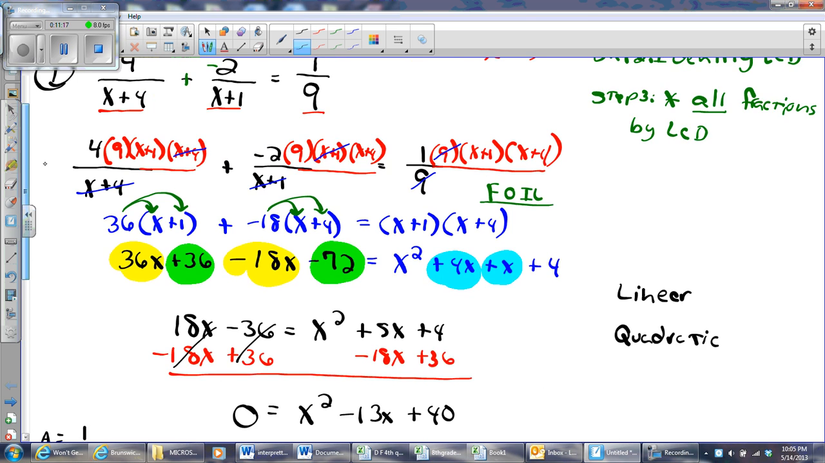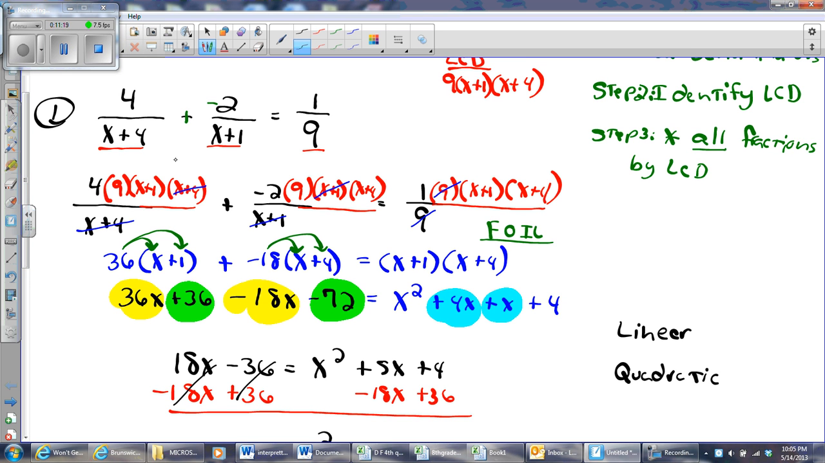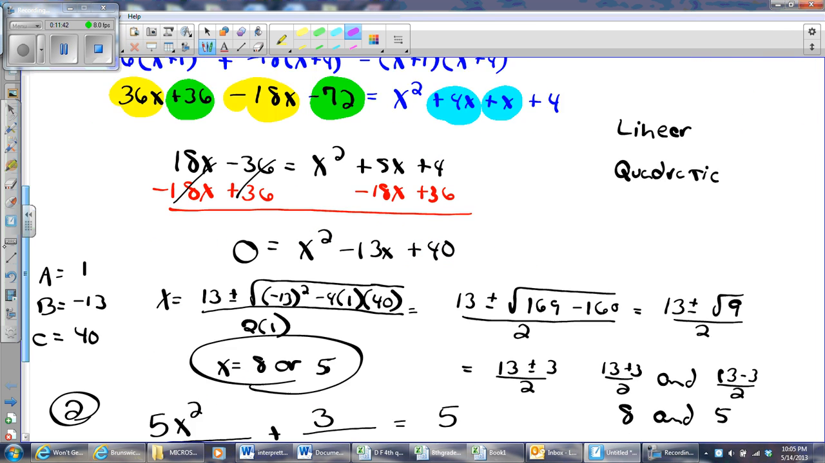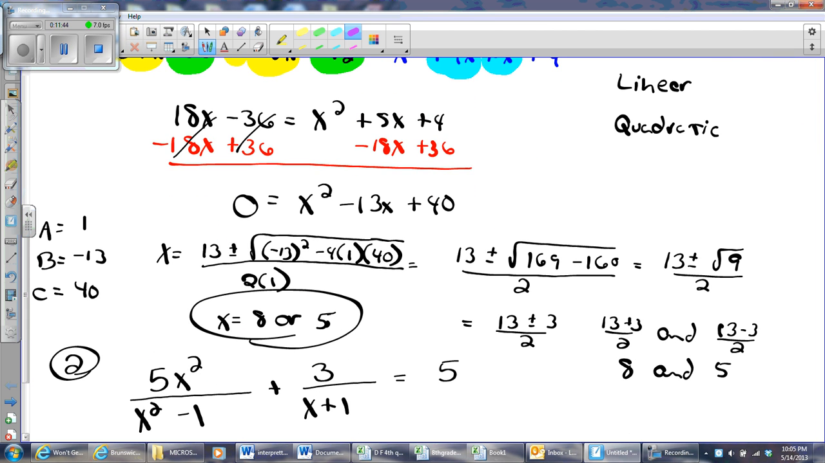I have to make sure that 8 and 5 won't turn my denominators to 0. So I'm going to look here and here. I can't turn 9 to 0 because there's no variable. If I put 8 in for x, does this turn to 0? No. Does that turn to 0? No, it does not. If I put 5 in, does that turn to 0? 5 there? No. So my solutions are valid. So there it is. X equals 8 or 5.